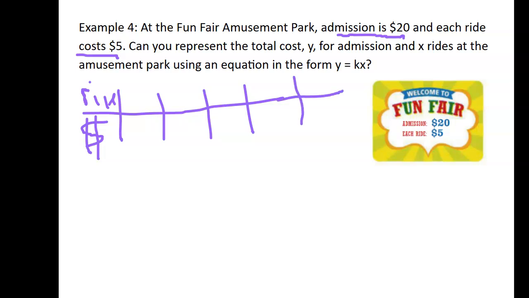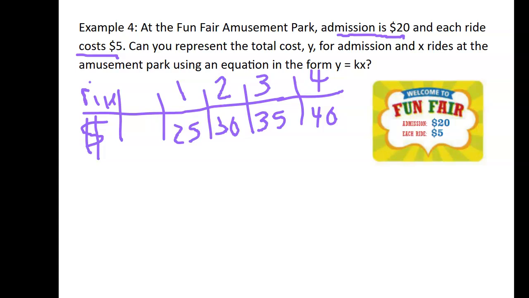And then I'm going to keep track of a few different things, and I'm going to leave a space here. So if I went on one ride, I would have to pay $20 to get in and $5 more to get on the ride. If I go on 2 rides, I would pay $20 to get in and $5 for each ride, so that would be a total of $30. Right? If I go on 3 rides, I'm paying $5 more than before, so that's $35. 4 rides would be $40. Okay, so I kind of have a table going.